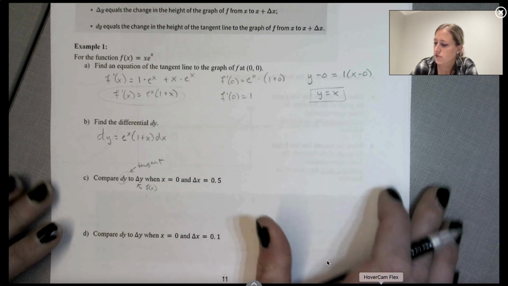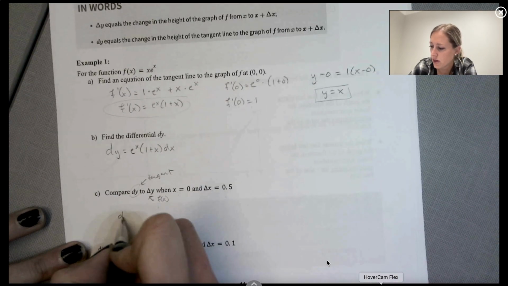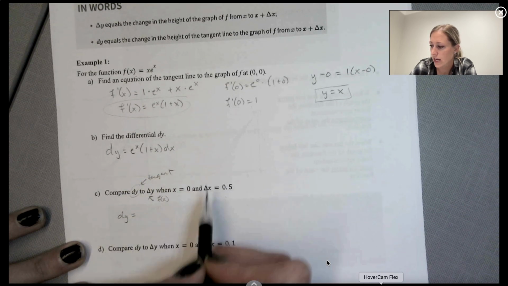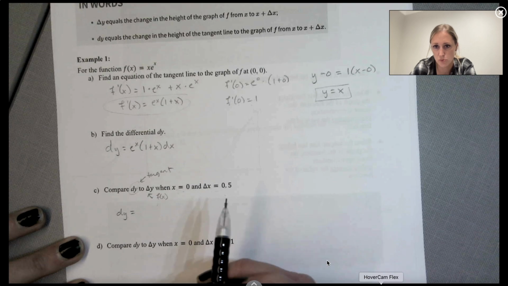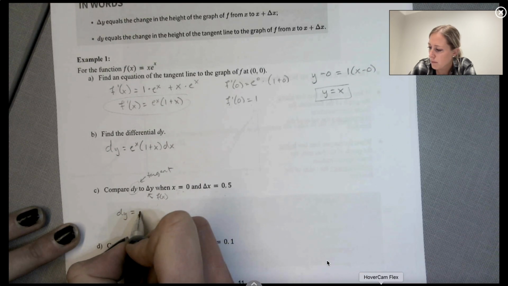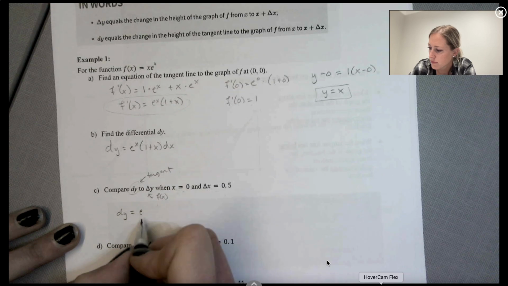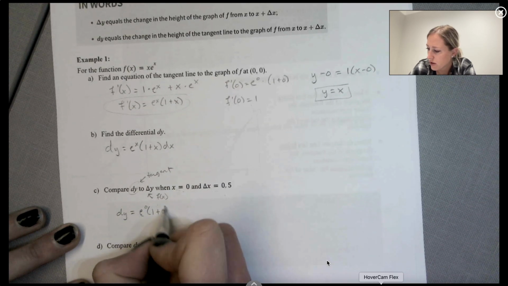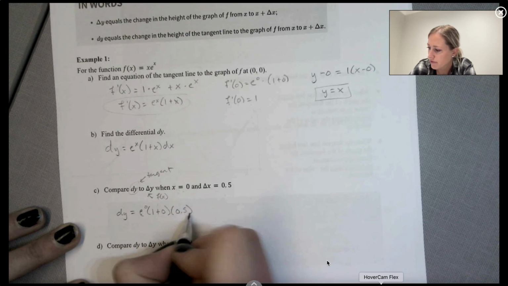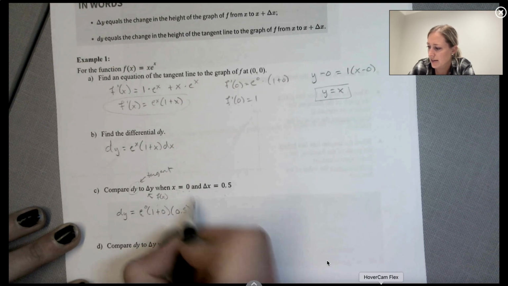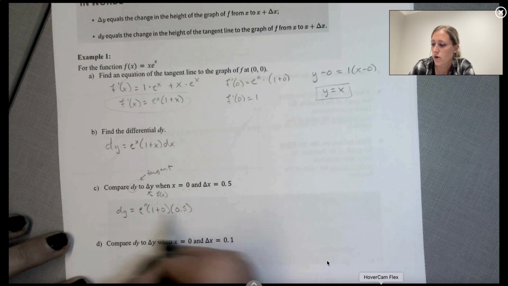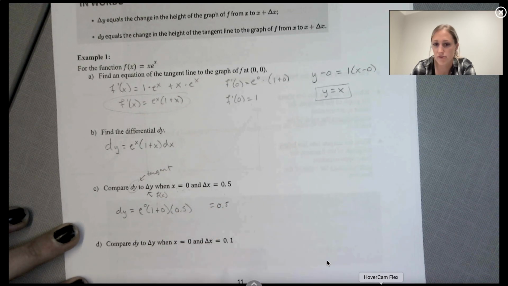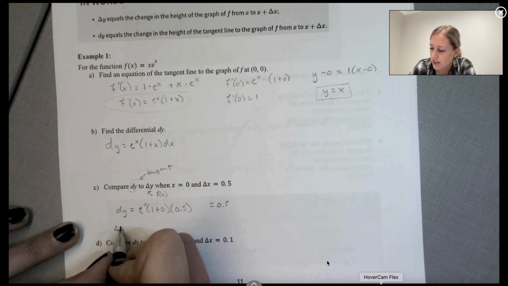Let's start with dy. Again, I'm going to use this function. dx is the change in x, so from 0 to 0.5, my change is 0.5. So I'm going to do e to the 0 times 1 plus 0 times the change in x, which is 0.5. This is the dx, the change in x here. If I simplify that, I get 1 times 0.5, which is 0.5. Now, what would I have gotten if I did just the change in y?